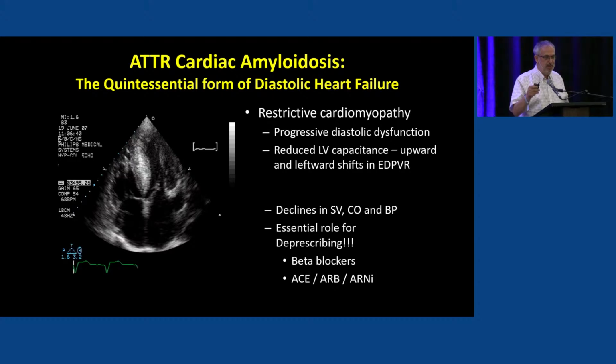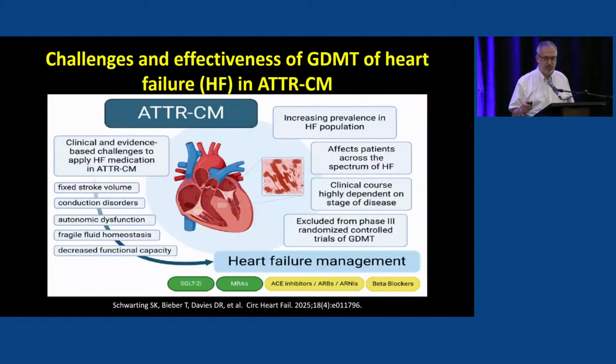And this is also a role, I think, for deprescribing. The geriatrician in me starts to come out and say, do they really need the beta blockers, ACE inhibitors, or ARBs, or ARNI therapy when their blood pressure is so low? So the challenge, I think, in using goal-directed medical therapy or guideline-directed medical therapy in these patients is they have a very fixed stroke volume, they have concomitant conduction disease, autonomic dysfunction with fragility in their ability to maintain homeostasis and a decreased functional capacity.